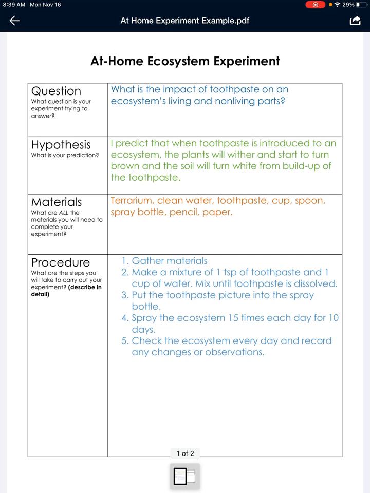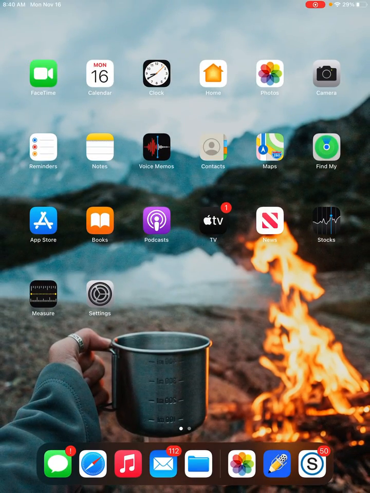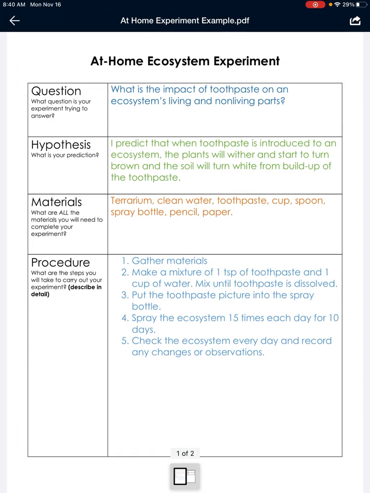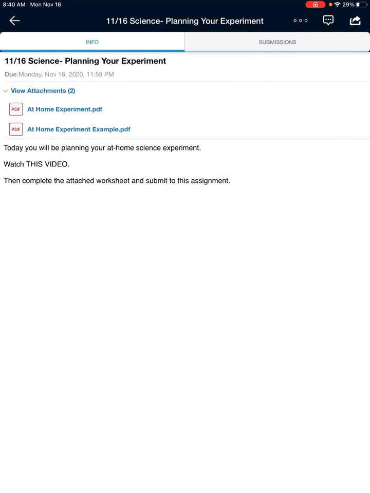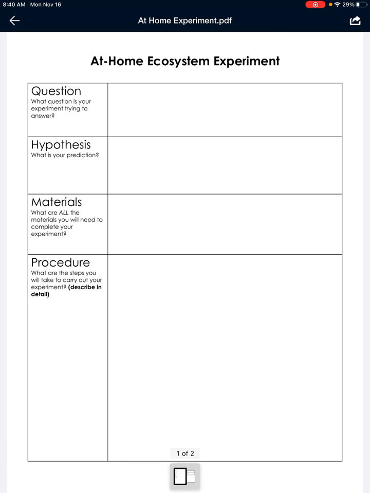You'll notice that these steps are very detailed, and if you were going to do this experiment without having done it before, you would know exactly what to do and what order you would do it in. Once you have viewed this sample experiment, you will open up your own experiment worksheet, which is the first attachment on today's assignment, titled At-Home Experiment. And your job is to fill out these 4 boxes for your own experiment that you will be doing on your terrarium at home. When you have completed those first 4 boxes, submit to Schoology.